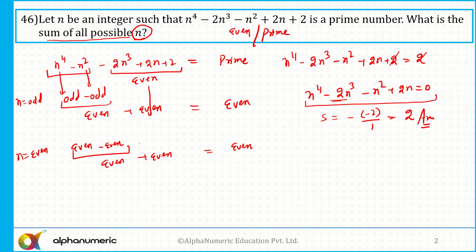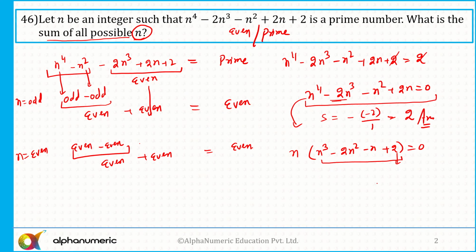Or if you don't want to use this formula, we can also simplify this equation. How can we simplify? Take n as common. So if you take n as common, then I can say n cube minus 2n square minus n plus 2 is equal to 0. Now this is a cubic equation, and whenever you are trying to solve a cubic equation, always remember one thing: if a root of this cubic equation is an integer, then it must be a factor of the constant term.